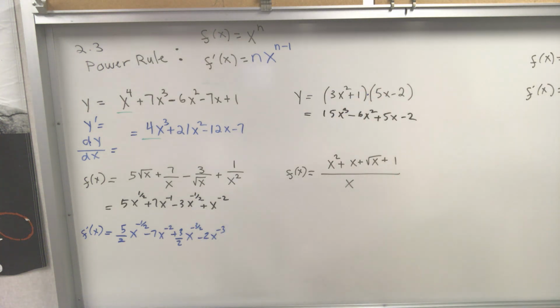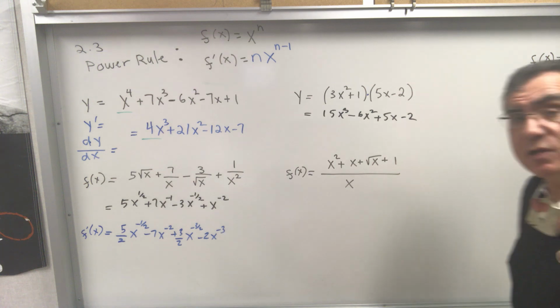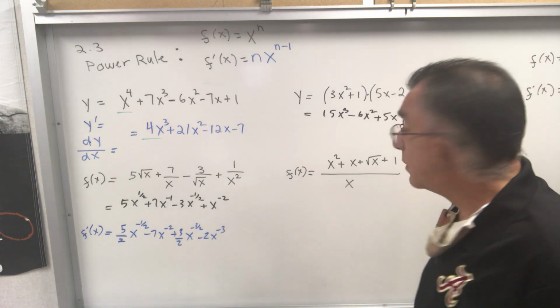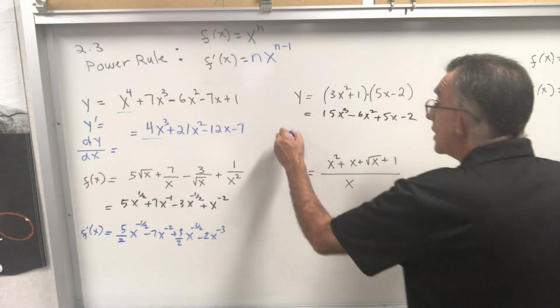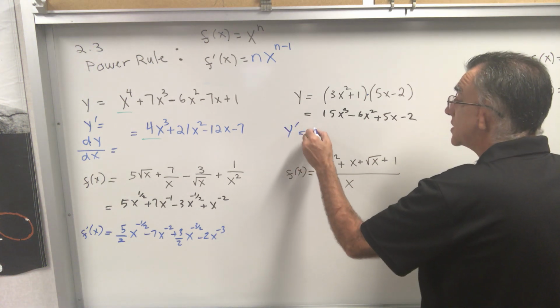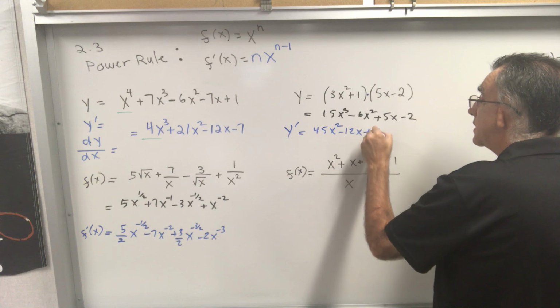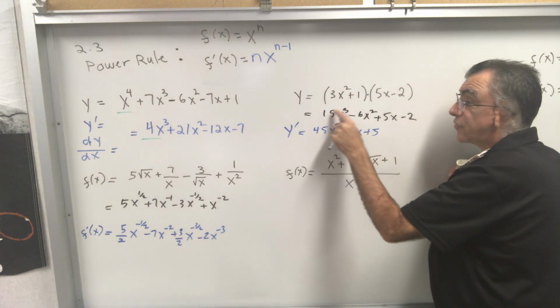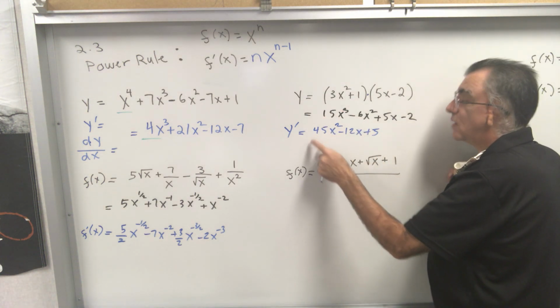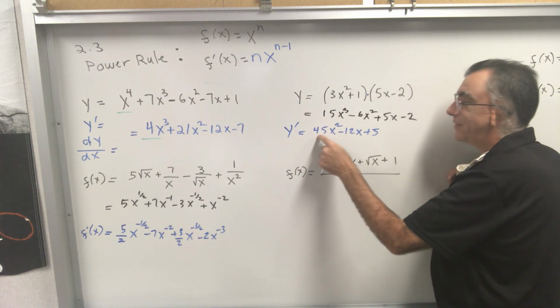When you have a product, we're going to learn something called the product rule tomorrow, but for right now, let's just do it this way. And even so, this is still the best way to do this question, to be honest. Again, the rule, bring the 3 down. 3 times 5 is 15. No. 3 times 15 is 45.